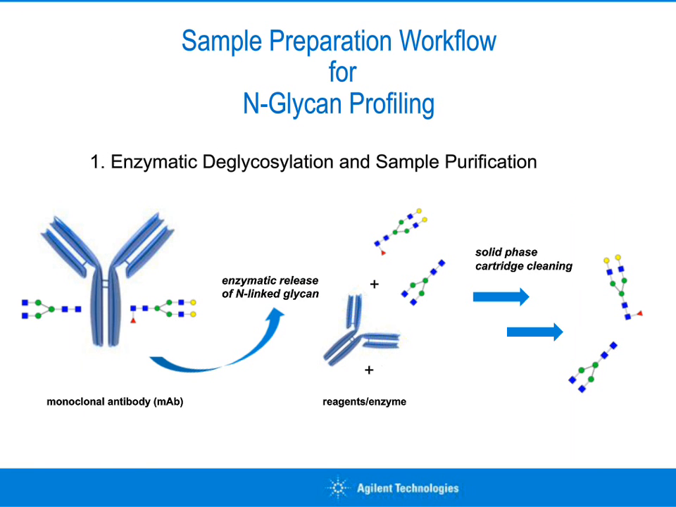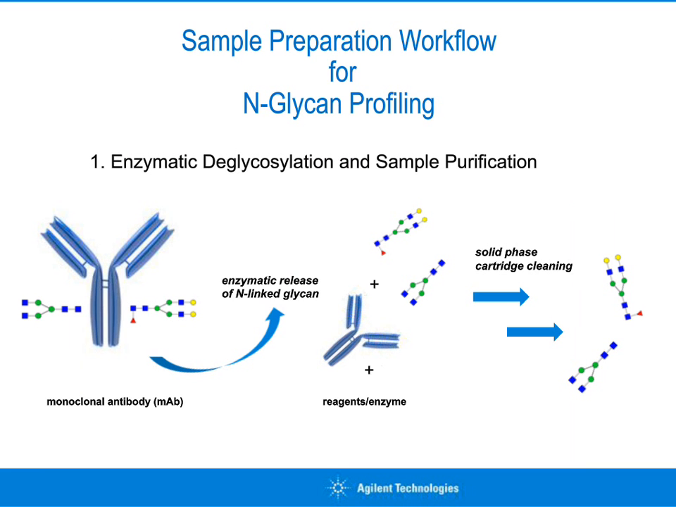Releasing and labeling glycans from glycoproteins, such as monoclonal antibodies in this example on the slide, are really two distinct processes: deglycosylation, or glycan release, and labeling the released glycan. The first step, deglycosylation, is shown here in this cartoon, and it involves enzymatic cleavage of the glycan from the antibody followed by a cleanup step.